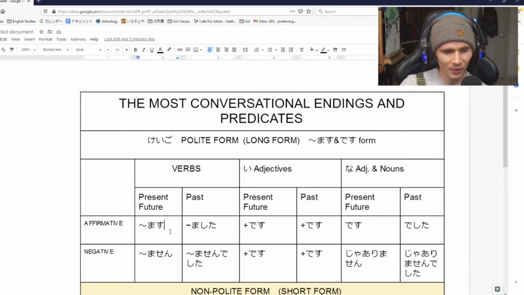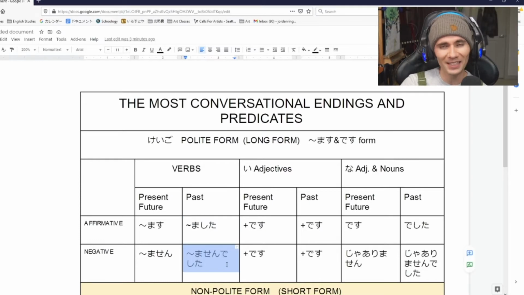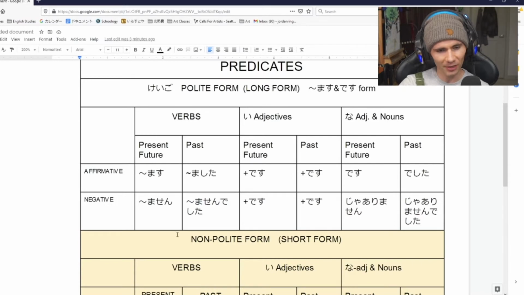So if you are a present or future tense verb in the polite form, affirmative, you would say masu, negative, you would say masen. Past tense, affirmative would be mashita. And past tense negative would be masen deshita. So let's go ahead and make up some examples of all four of those different types.